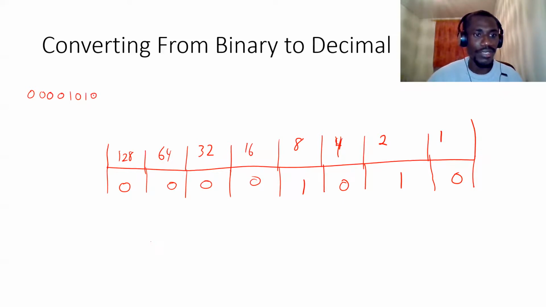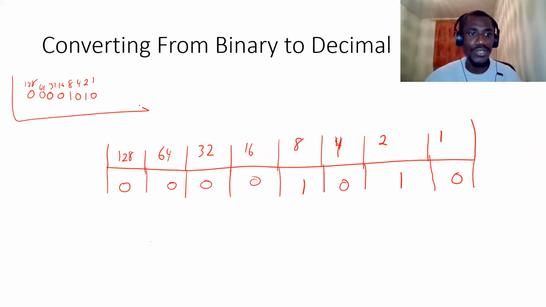You start from the right and you start putting your numbers on top of that. So you have 1, 2, 4, 8, 16, 32, 64, and 128. This is exactly what we have here. So yeah, we'll move straight to this side.